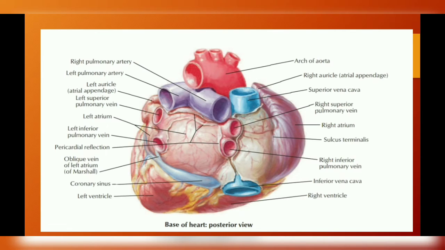What are the 4 pulmonary veins? Right superior, right inferior, left superior, left inferior pulmonary veins, which open into the left atrium, and of the superior and inferior vena cava, which open into the right atrium. Right. The clinical aspect of the base is very much important.